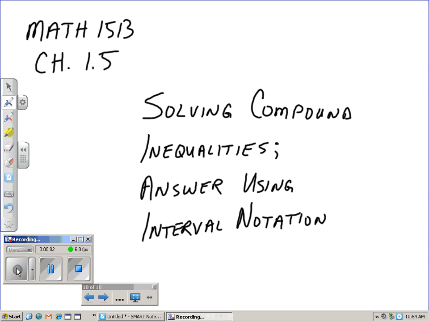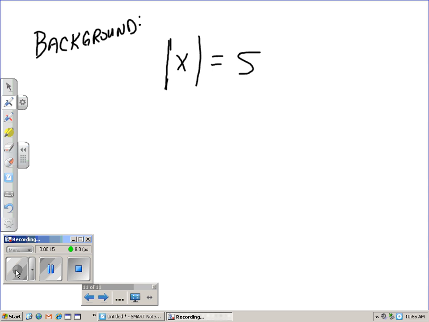All right, Northern Oklahoma College. This is College Algebra Math 1513. I'm on Chapter 1, Section 5. We're going to talk about solving compound inequalities, and we're going to write our answer using interval notation. All right, let's review a little, let's get a little background information before we go to our assignment.